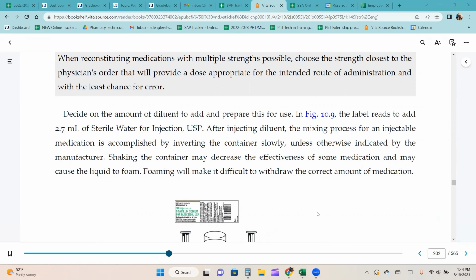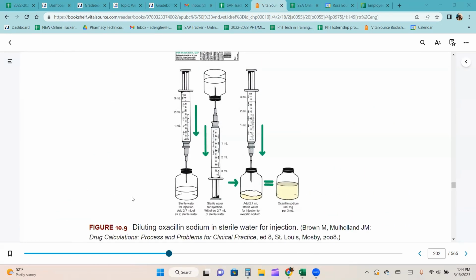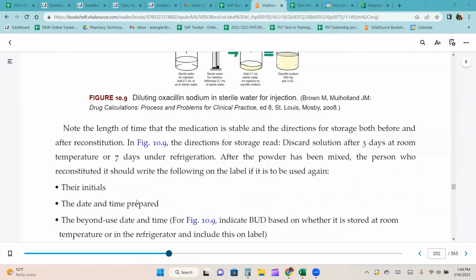After injecting the diluent, the mixing process for an injectable medication is accomplished by inverting the container slowly, unless otherwise indicated by the manufacturer. Shaking the container may decrease the effectiveness of some medication and may cause the liquid to foam. Foaming will make it difficult to withdraw the correct amount of medication. Here's just a little depiction of that. Note the length of time that the medication is stable and the directions for storage both before and after reconstitution.